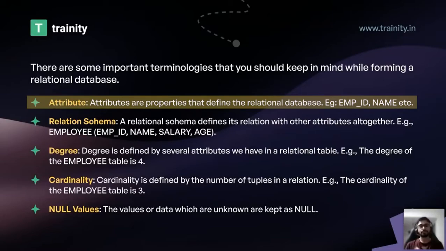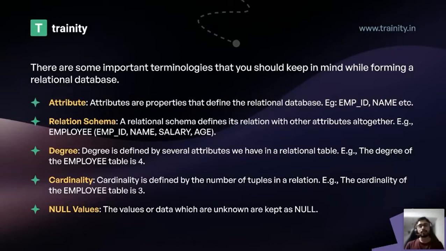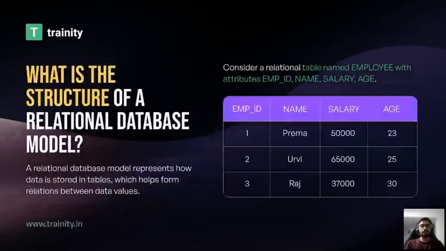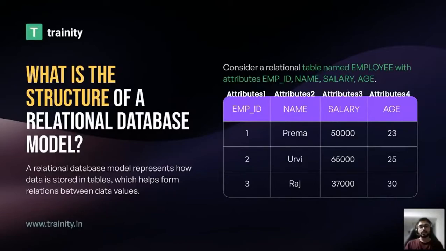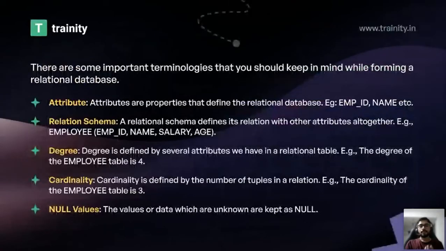So for any column in a table, you can address that as an attribute or as a column. Similar to that, you will have another terminology, which is called record. A record is nothing but a row in a table, right? Attribute indicates a column and a record indicates a row. So going back to the previous slide, in this table we have 4 attributes: employee ID, name, salary, and age. And we have 3 records in this table. The first record is for employee ID 1 with name Prerna, salary 50,000, and age 23. The second record is for employee ID 2 with these details, and the third record is for employee ID 3 with these details. So we have this table with 4 attributes and 3 records. These are the first two terminologies: attributes meaning columns, records meaning rows.